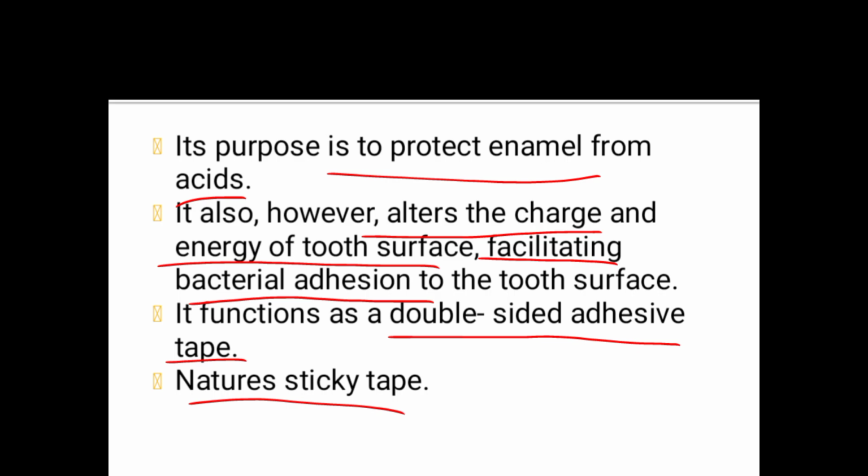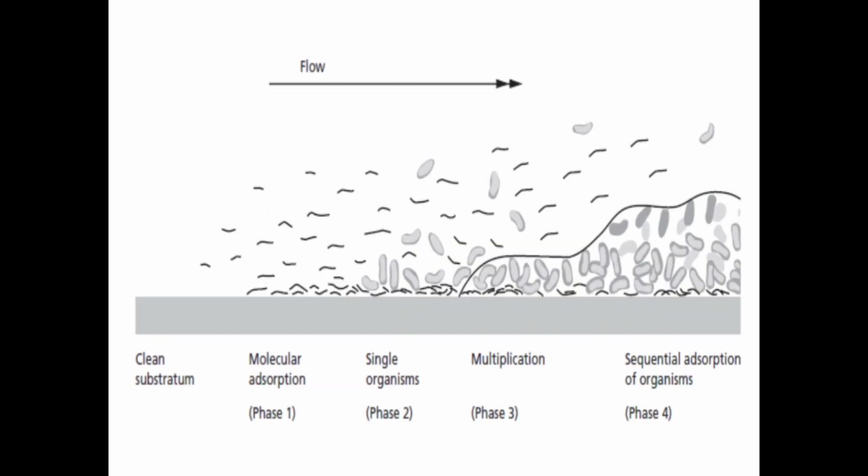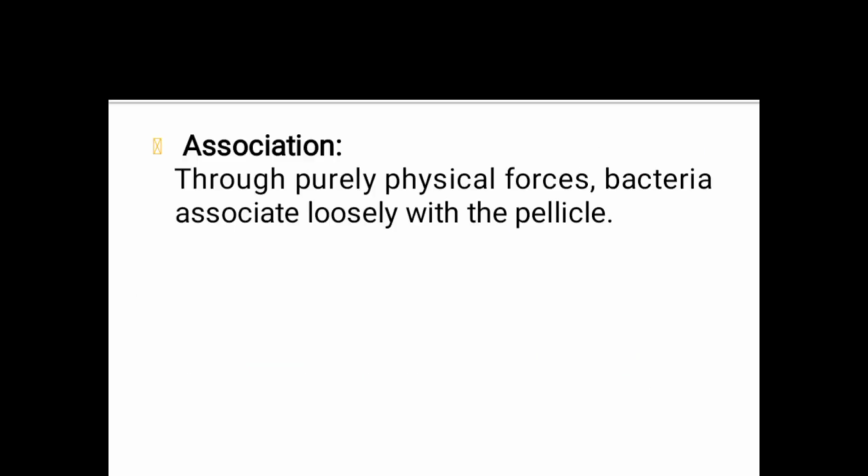Now, double-sided adhesive means it sticks to the surface on one side and offers binding sites for the bacteria on the other side. So it is the first critical step in the formation of dental plaque. You can see here the clean surface, molecular adsorption, single organism multiplication, and then sequential adsorption of organisms.